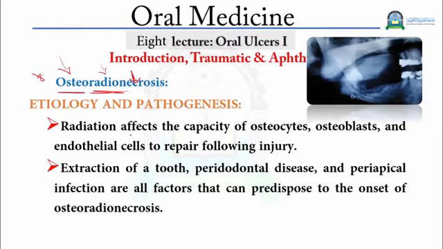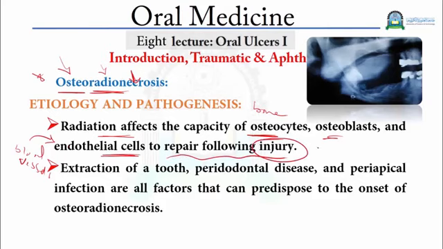So the radiation affects the capacity of osteocytes, the bone cells, and osteoblasts, and the endothelial cells, which are the cells of blood vessels, to repair following injury. So this injury develops due to radiotherapy in the patients who undergo radiotherapy for the treatment of cancer or other diseases.